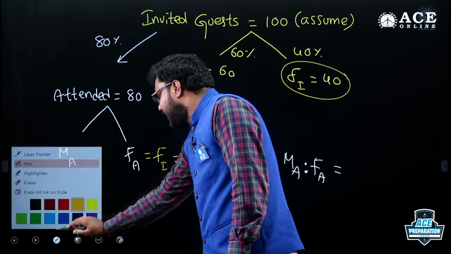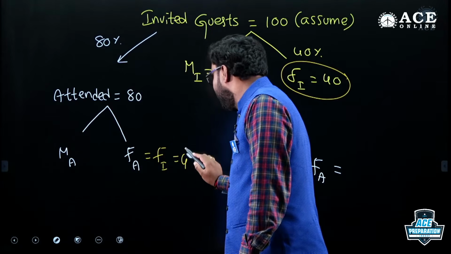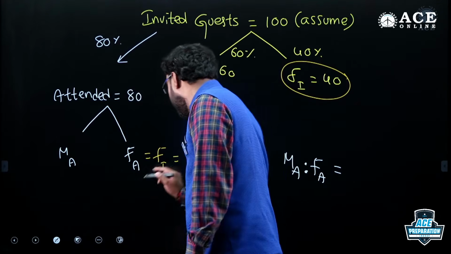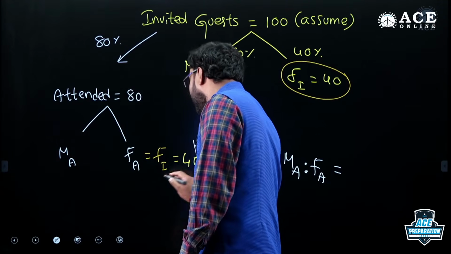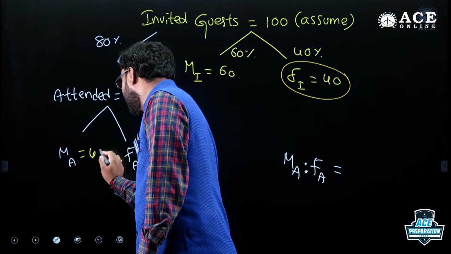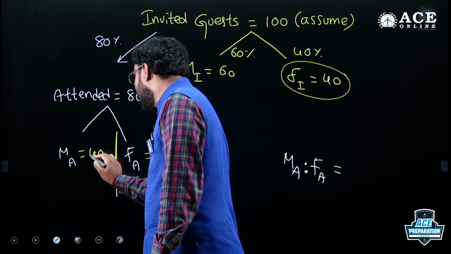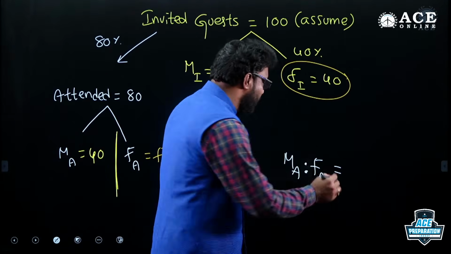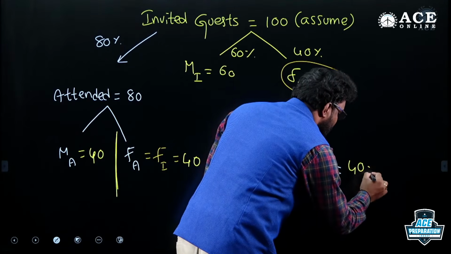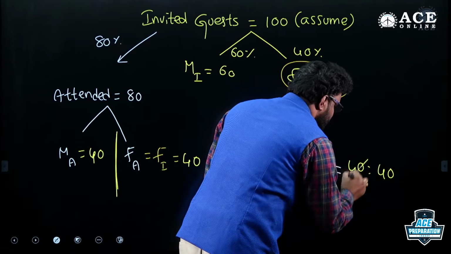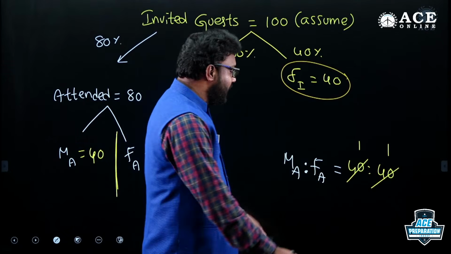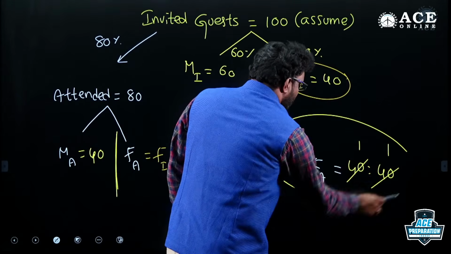So my dear friends, we have a clear idea here. Out of 80 people, 40 are female. Out of 80, 40 people are female. So now what is the ratio of male attendees to female attendees? 40 and 40, which is nothing but 1:1. They are asking the ratio of male attendees and female attendees. As both are equal, we get 1:1.